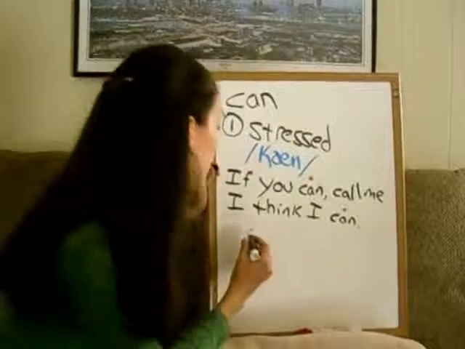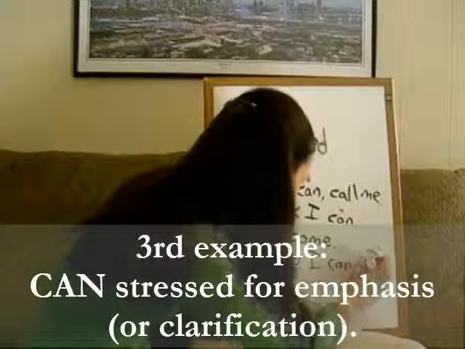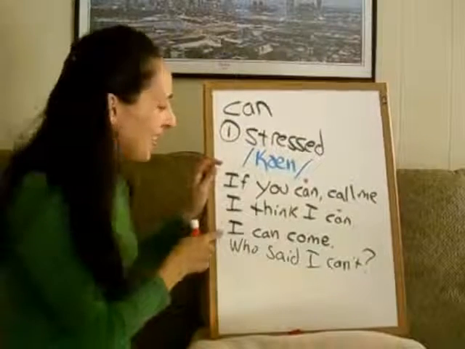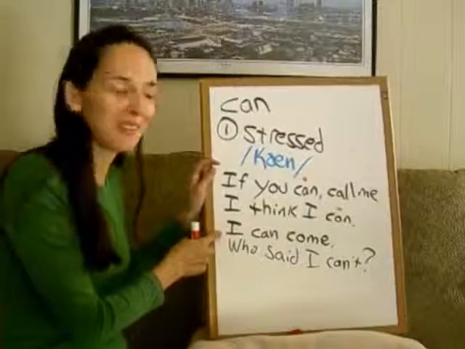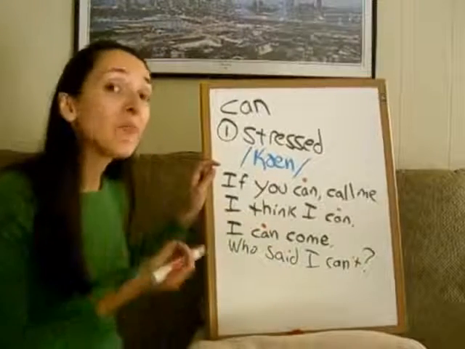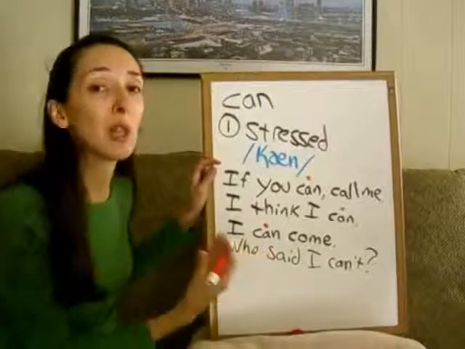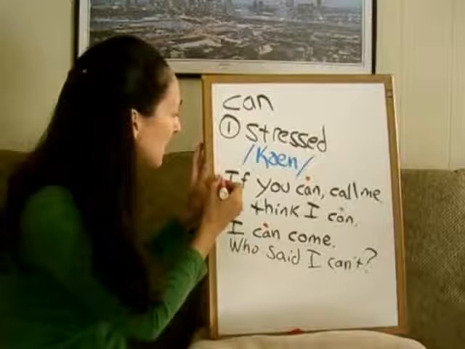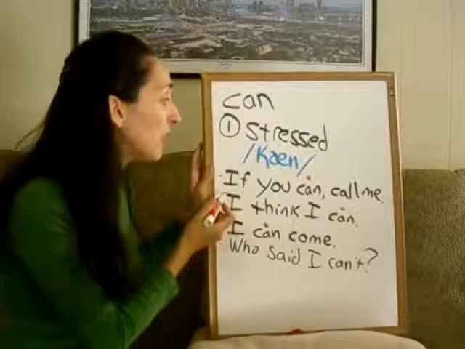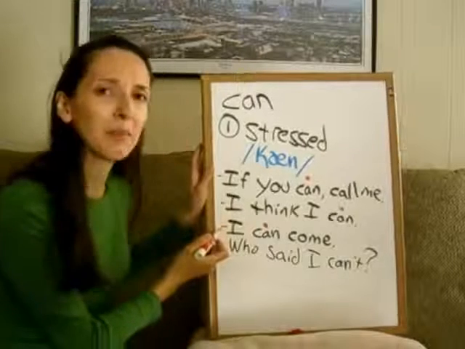Now, let's look at this sentence. It's rather a statement. I can come. Who said I can't? We're going to stress can here for emphasis. So if you're emphasizing can, the affirmative, you also stress it. Make the vowel sound long and strong. So in all three examples, we have a stressed can. If you can, call me. I think I can. I can come. Who said I can't?